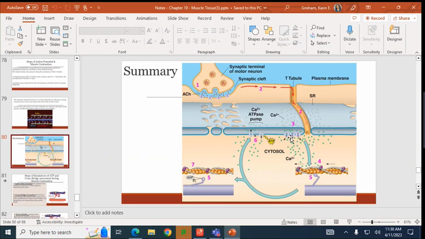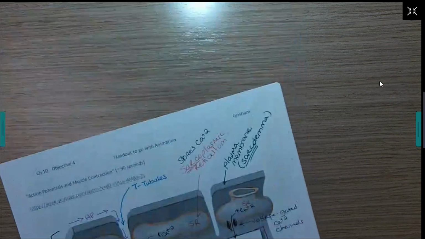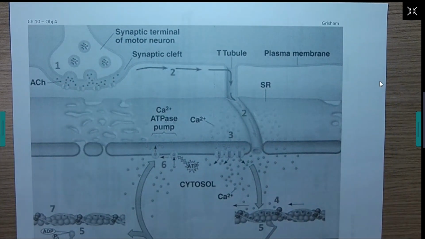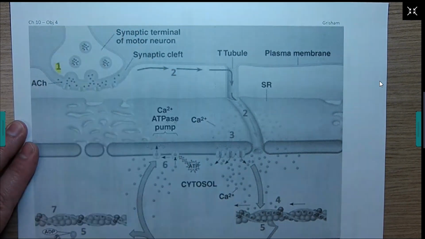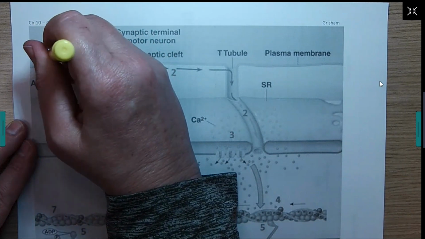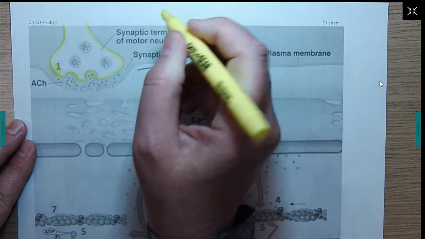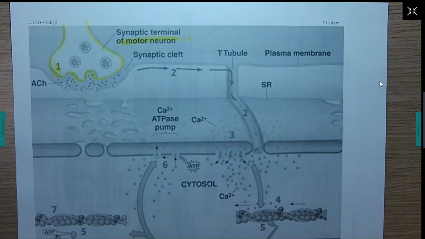Let's take a look at this page here. And this page here summarizes the entire process. So let's just take a look at this and see what's going on. We're going to start with number 1. So it is numbered. Okay, there's a number 1 right there. This cell right here is the axon terminal of the motor neuron.